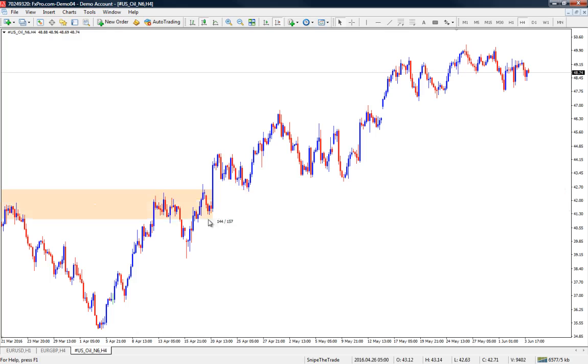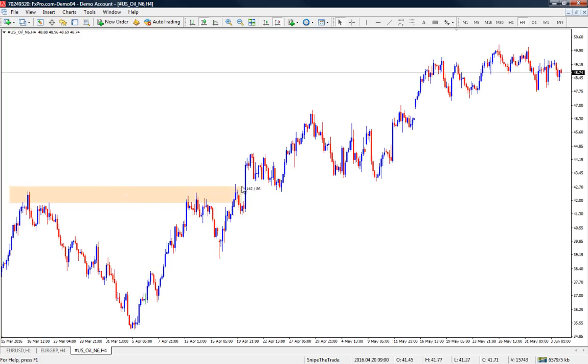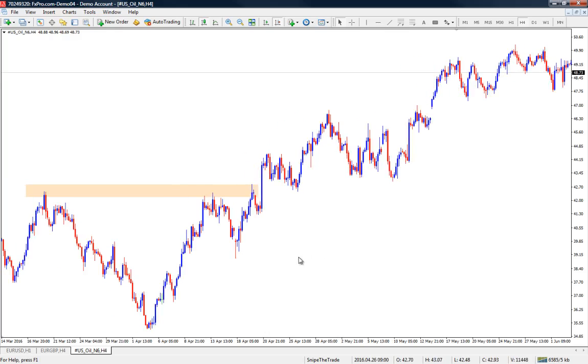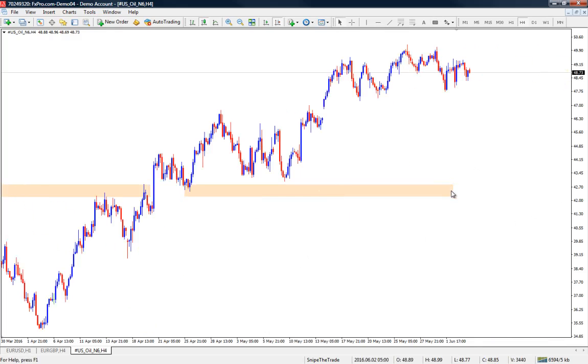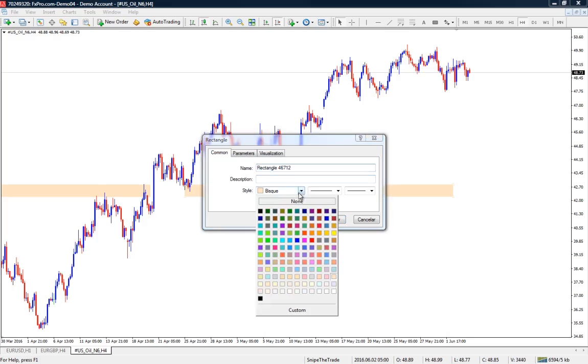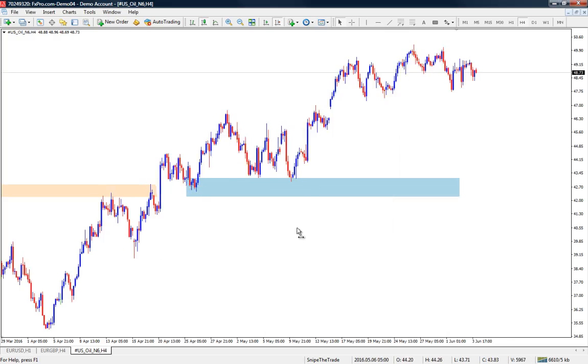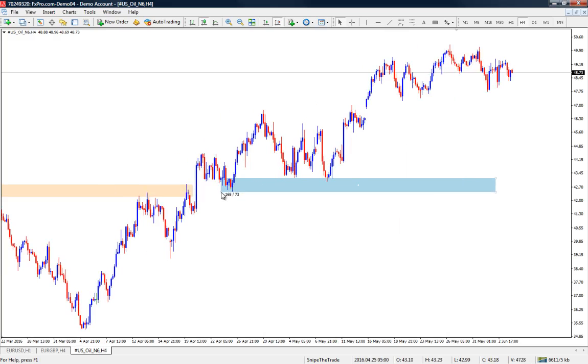Now, if you want to be truly appreciative of the order flow in your chart, you are going to use different colors. Let's use this peach color for the area of supply, and we are going to use another color for the area of demand. Let's use a light blue for the area of demand. Okay, now this is our new area of demand.